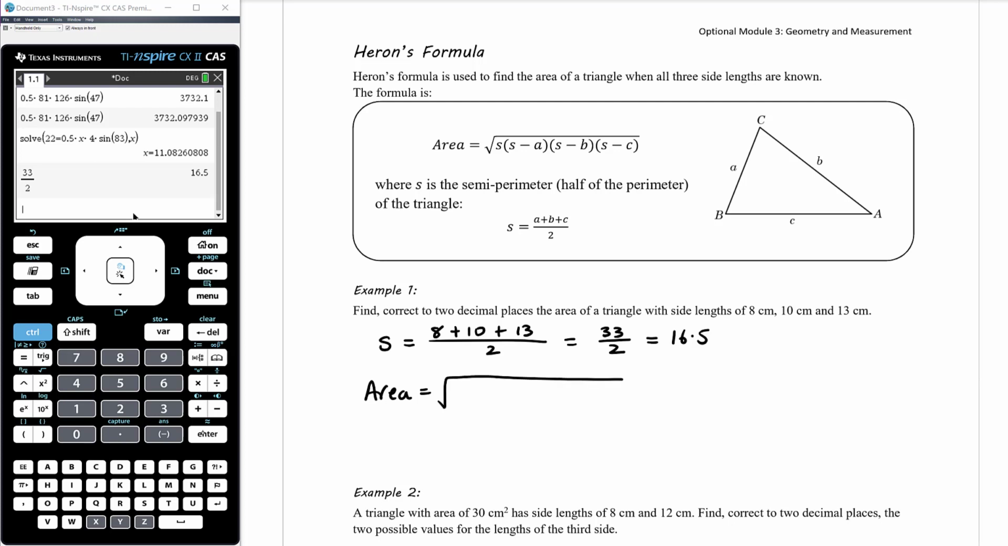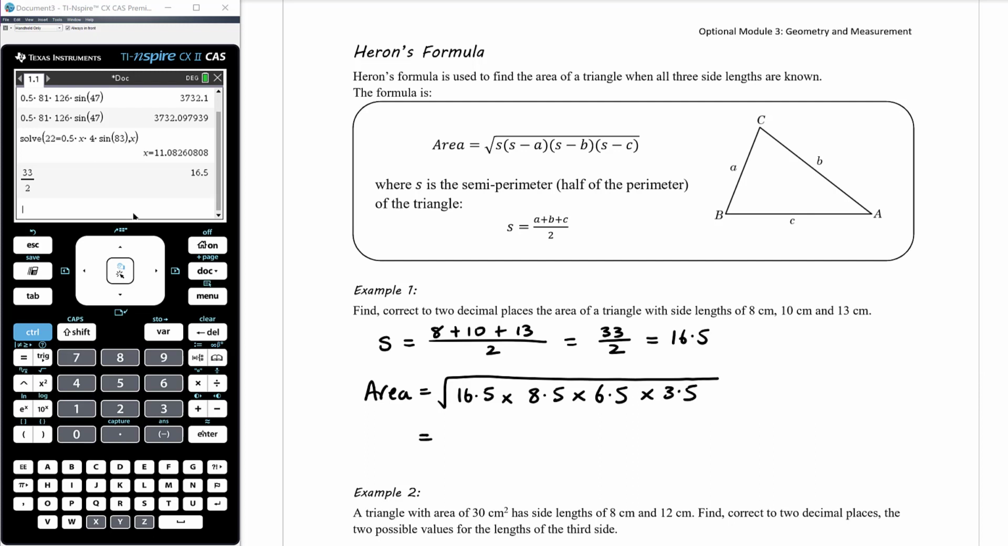Alright, so area is going to be the square root of s, which is 16.5, times s minus a, which is, a is just one of the side lengths, so it doesn't matter what order we do these in. These could be in any order. You could do that times that times that, or that times that times that. It's always going to be the same. So you just need to do the s value subtract each of the side lengths. So I'm going to do 16.5 minus 8, which is 8.5, times 16.5 minus 10, that's 6.5, and then 16.5 minus 13, which is 3.5.